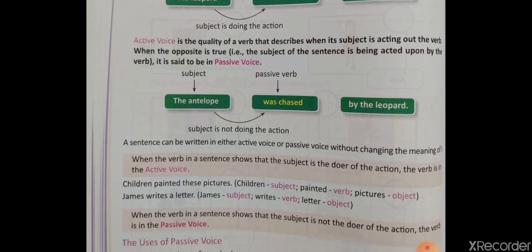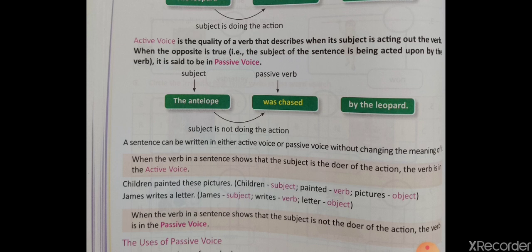So when the verb in a sentence shows that the subject is the doer of the action, the verb is in active voice. I have already told you, right? Like, children painted these pictures. So who painted these pictures? Children. So who did the work here? Children. And children is also the subject. That is why it is an active voice.